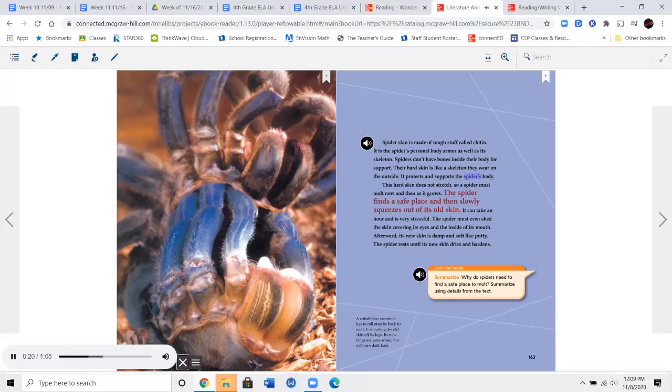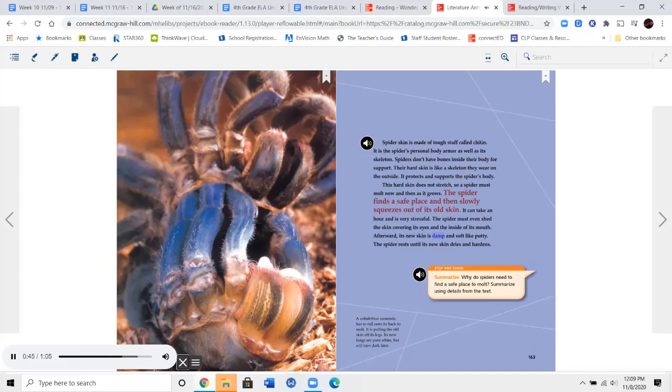This hard skin does not stretch, so a spider must molt now and then as it grows. The spider finds a safe place and then slowly squeezes out of its old skin. It can take an hour and is very stressful. The spider must even shed the skin covering its eyes and the inside of its mouth.